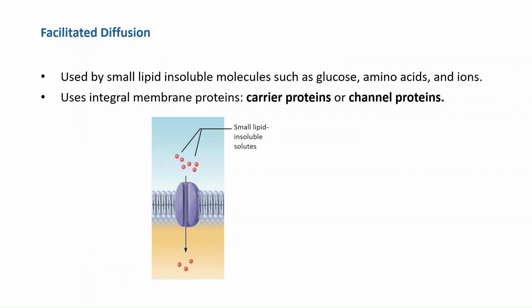Facilitated diffusion is for those molecules that don't dissolve in the lipid. Remember, the phospholipid bilayer has this part in here that's lipids, is very hydrophobic. So hydrophobic molecules dissolve very easily, no problem. But if you have something like glucose that's very polar, or ions that have charges, they're not going to cross the hydrophobic part of the plasma membrane.